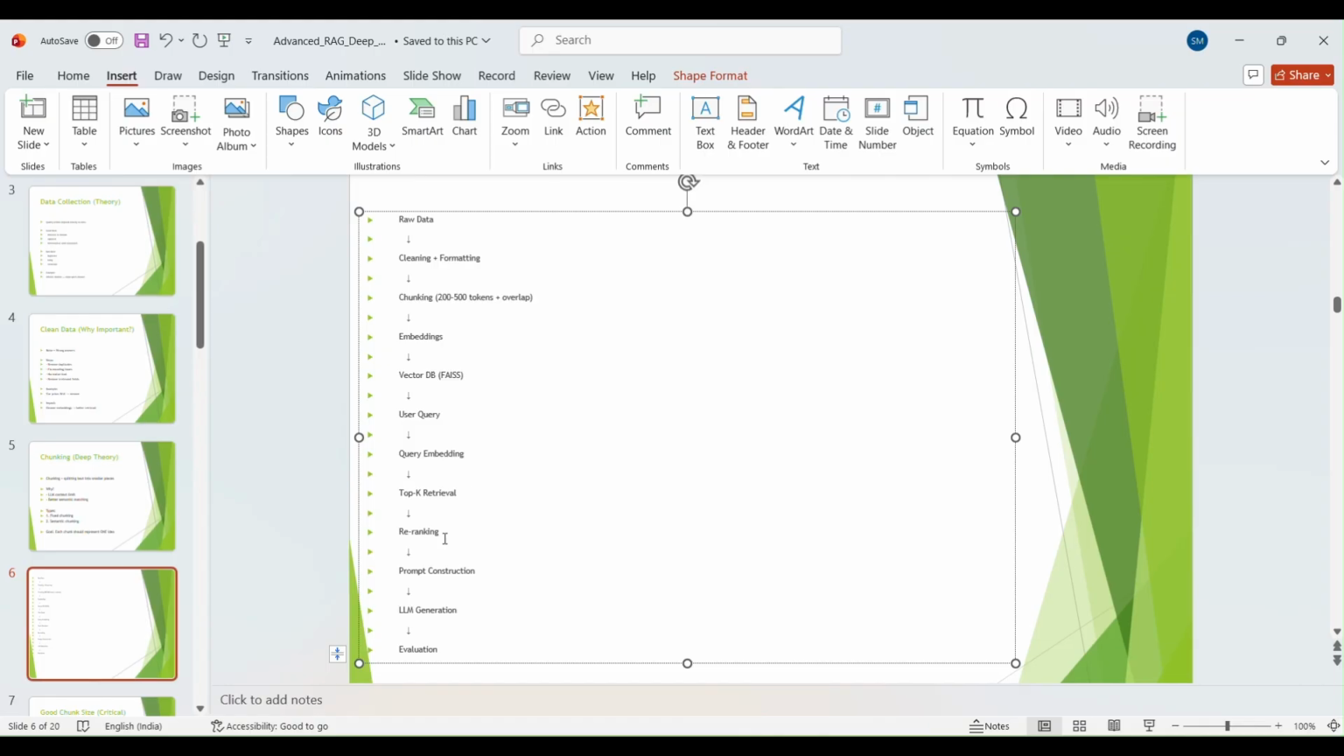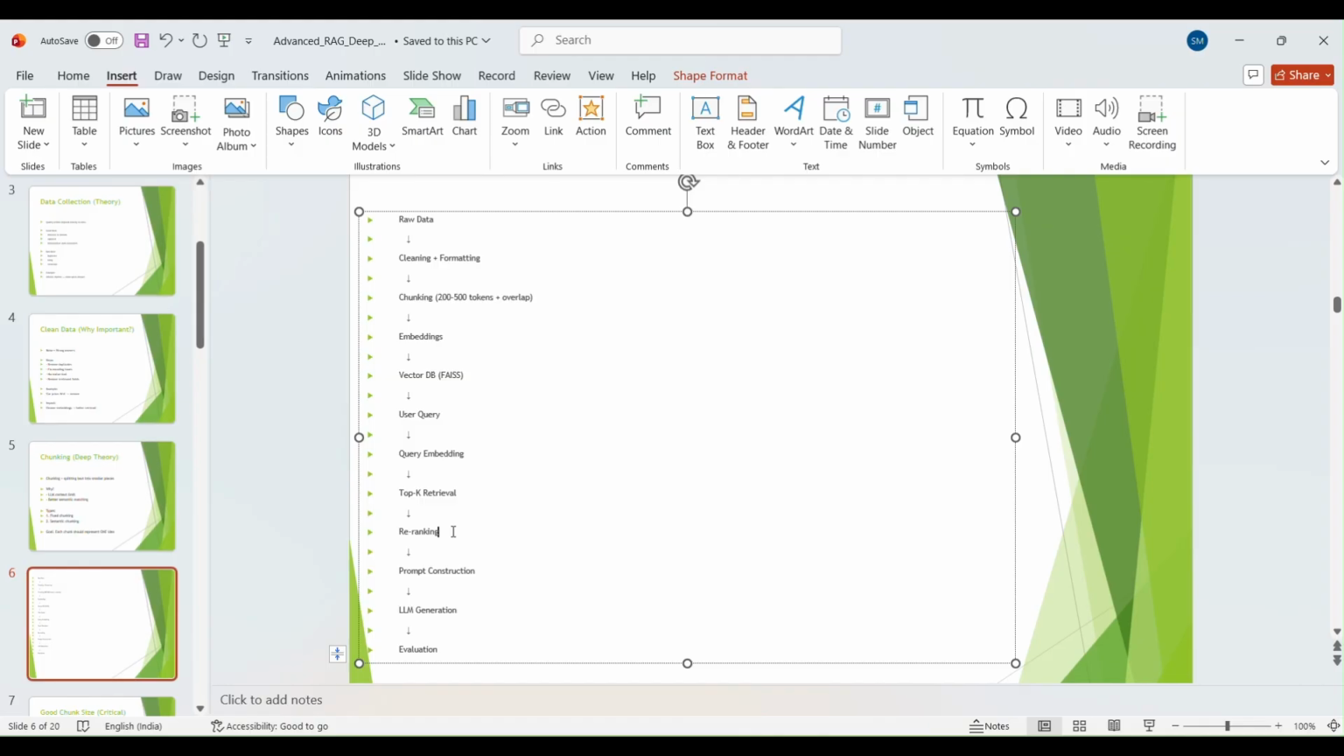Then re-ranking, which is a very important concept. Suppose in your knowledge base there are so many kinds of biryani recipes. Which one is the best? What is the user asking for? Chicken biryani.